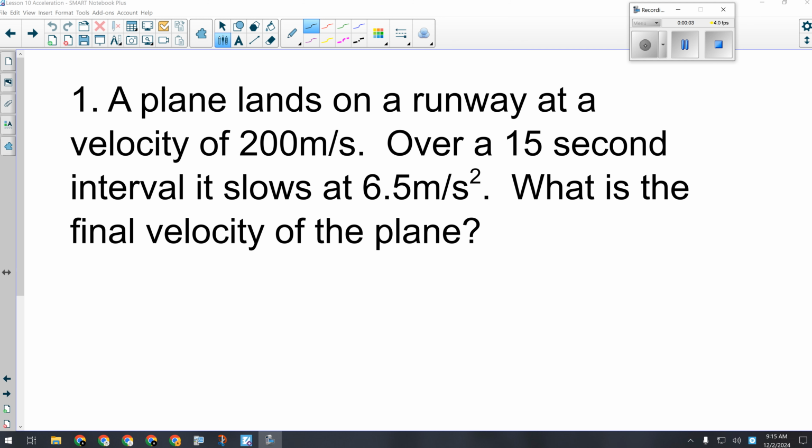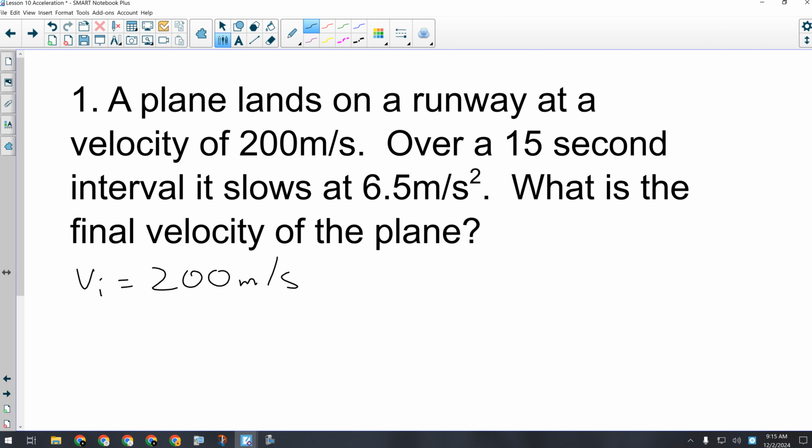All right, so on this one here, we've got a plane that lands on a runway at a velocity of 200 meters per second. What is that likely to be as a given? Initial velocity, yeah. Sounds like where the question is starting. So 200 meters per second. Over a 15-second interval, what did they just tell me? Time.